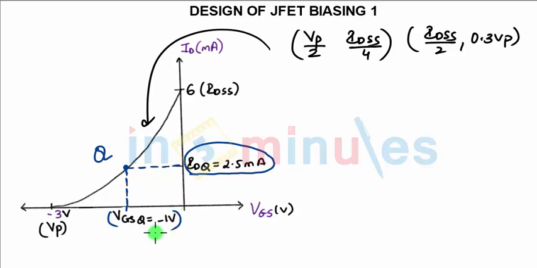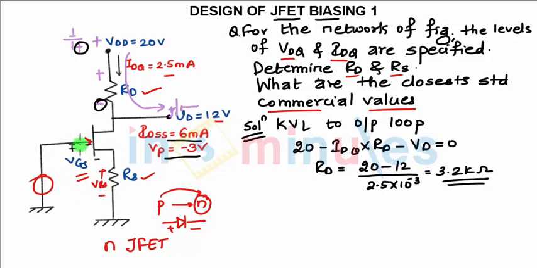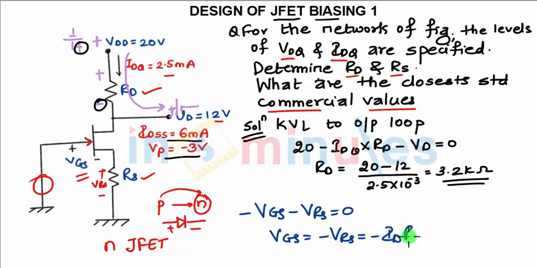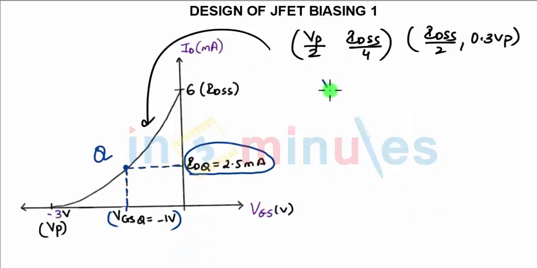Now when you look at the diagram, what is VGS? When you apply KVL, your equation will be minus VGS minus VRS is equal to 0. That means VGS is minus VRS, and what is VRS? We can say VRS is ID into RS. So this equation I am going to use over here, that is VGS equals minus ID into RS.